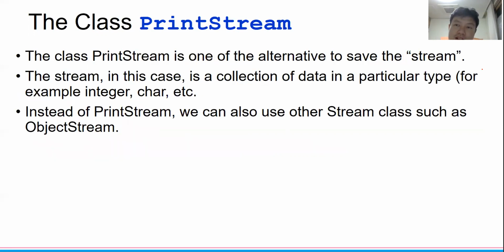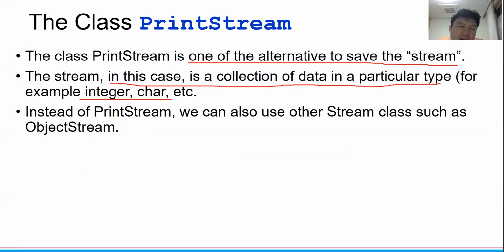We are using the class PrintStream. It is one of the alternatives to save the stream. You know the stream is the input or output from the keyboard to the monitor, and in this case the stream is a collection of data of a particular type, for example integer and character. Instead of PrintStream, we can also use another stream, for example ObjectStream. But I guess it's enough for you to learn only PrintStream. If you want to learn about ObjectStream, you can try reading more materials about that.